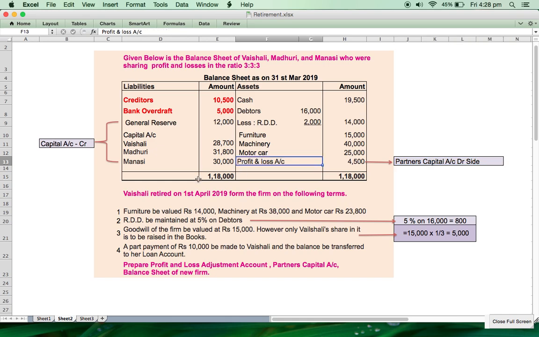Whenever the profit and loss account is given at the liability side, we transfer it to capital account credit side. Here also we are going to transfer the capital account balances and general reserve to capital account credit side. So let's see this.